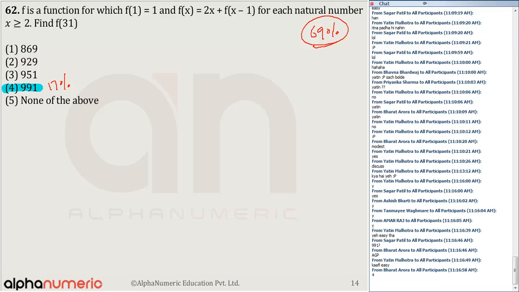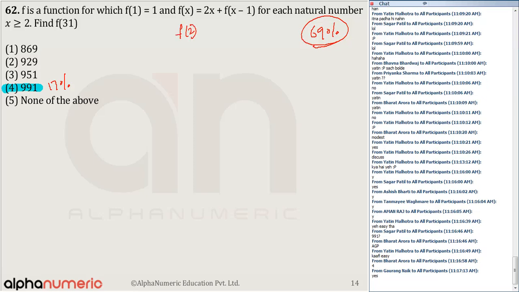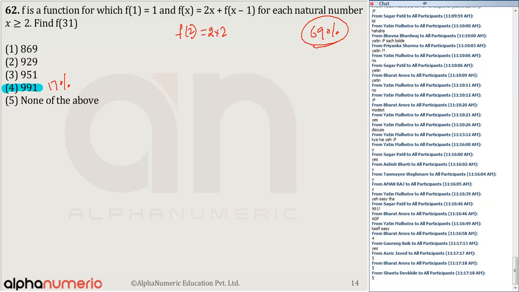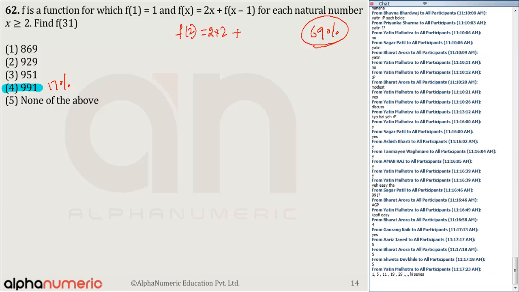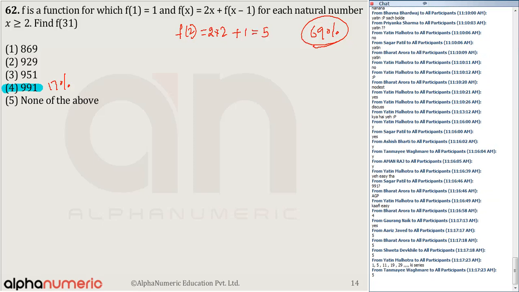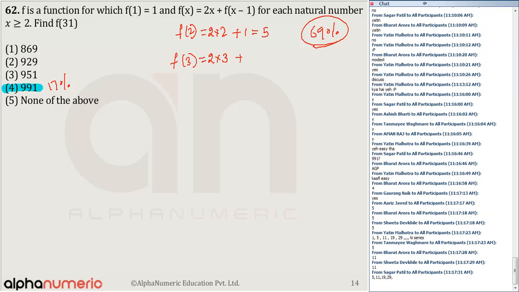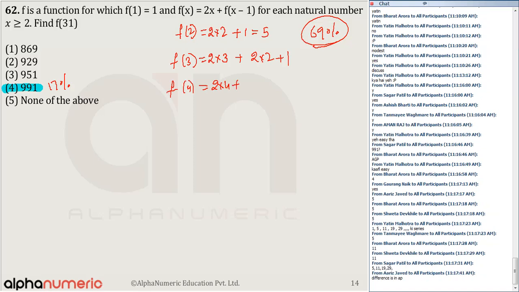This was easy. What is F2? I had told a simple trick for such questions. What is F2? Tell me. 2 into 2 plus 1, that is 5. What is F3? F3 is 2 into 3 plus previous term, that is 2 into 2 plus 1. What is F4? F4 is 2 into 4 plus previous term, which is 2 into 3 plus 2 into 2 plus 1. You don't need to go that far. What is F5? That is 2 into 5 plus the previous term, so 2 into 4 plus 2 into 3 plus 2 into 2 plus 1.